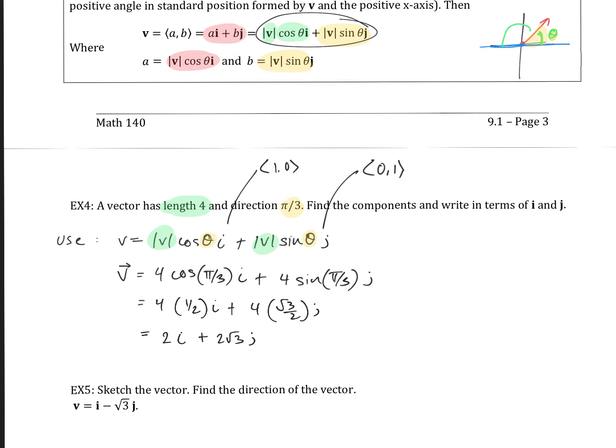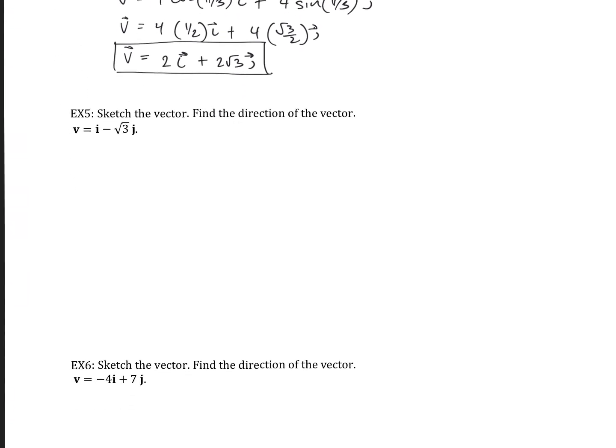Now one thing to note here, when we're talking about vectors, we're going to go ahead and include the arrow on the top. It is a lot to write, but it is the correct terminology, okay? So go ahead and keep the arrows on top for the i and j. Alrighty, and there we have our vector written in terms of i and j.